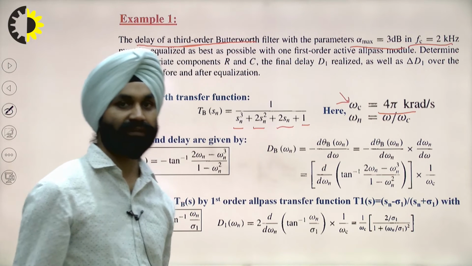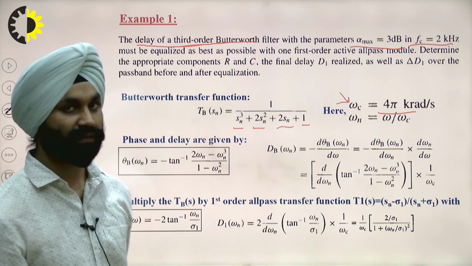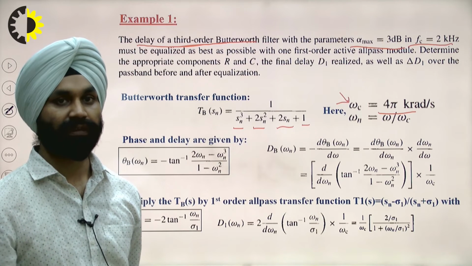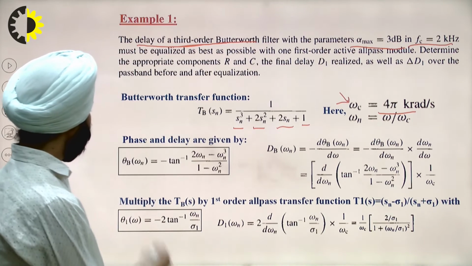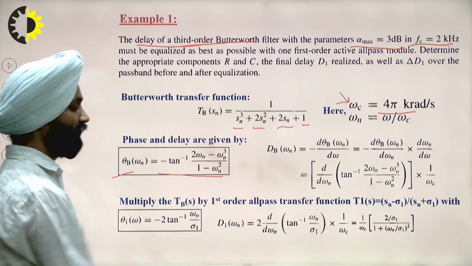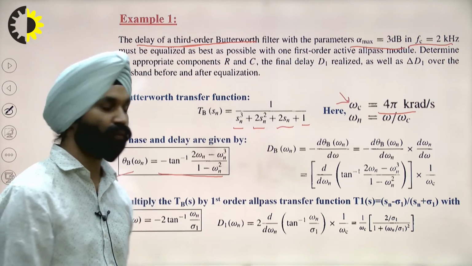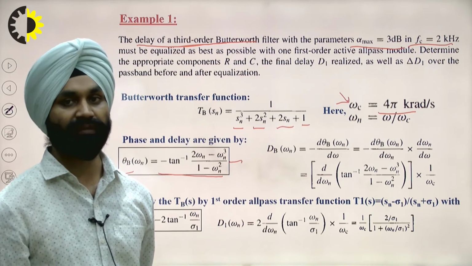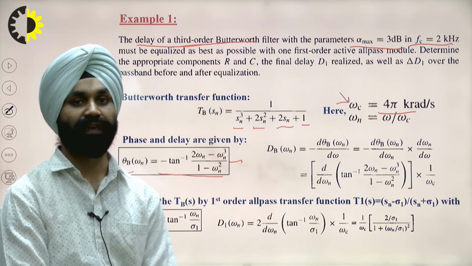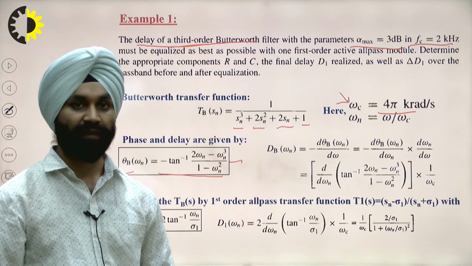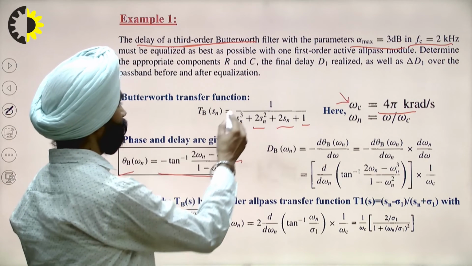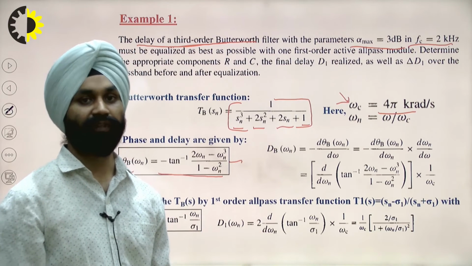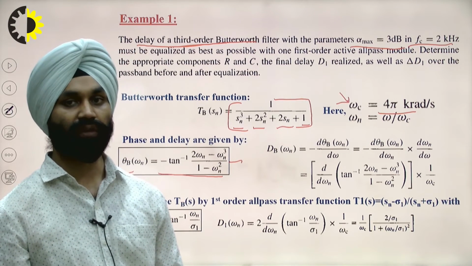Also, to find the delay, first of all we have to find the phase. The phase of the third order Butterworth filter can be given by this equation: minus tan inverse of (2 omega n minus omega n cube) upon (1 minus 2 omega n square). We derived this in the second unit. Now we have the magnitude response and the phase, and we want to find the delay.